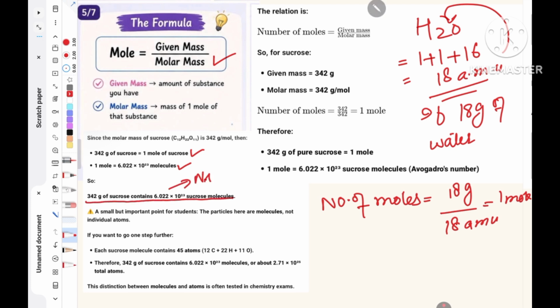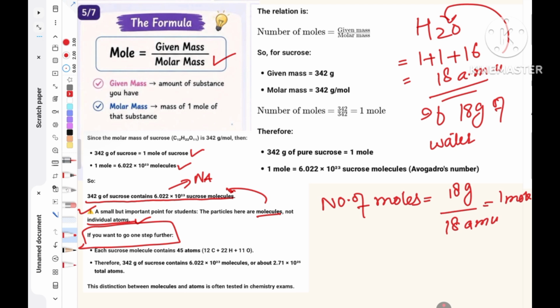This is Avogadro's number. But a small but important point for students is that the particles are molecules in this case, not individual atoms. If you want to go one step further, you have to find the individual atoms. Each sucrose molecule contains 45 atoms: 12 carbon, 22 hydrogen, and 11 oxygen atoms.